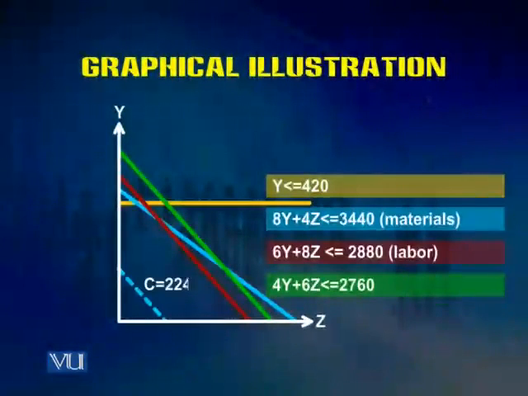Let's examine what the graph would look like. In this graph, we are showing all these lines that we have described. The constraint of sales y equal to 420. The materials constraint of 8y plus 4z less than or equal to 3440. And the labor constraint of 6y plus 8z less than or equal to 2880. So once all these lines have been drawn, we are going to look at the left side of all these lines. And so this little area where we have written C equal to 2240 becomes the feasible area.